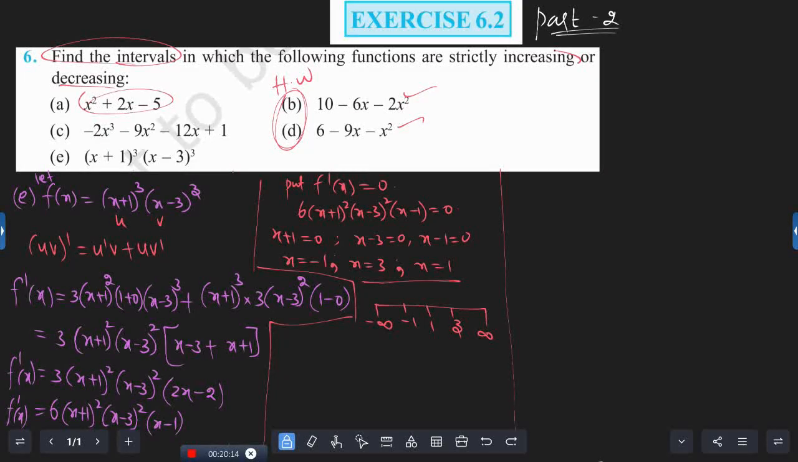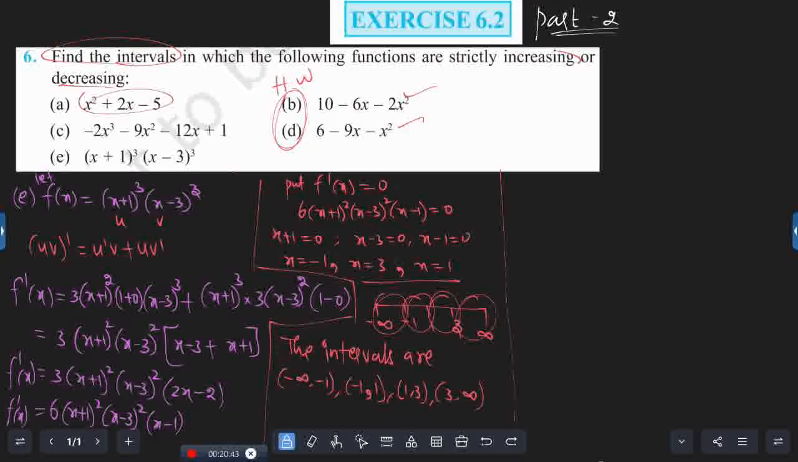So what are the intervals? Minus infinity comma minus 1, minus 1 comma 1, 1 comma 3, and 3 comma infinity. So we are getting 4 intervals. This is one interval, this is one interval, this is one interval, this is one interval. Like that I'm dividing. Have you understood how I'm writing the intervals? Is it okay? Next we are moving to the table.